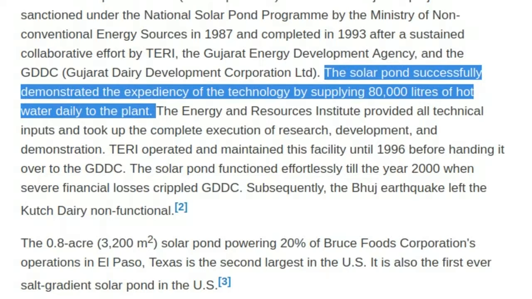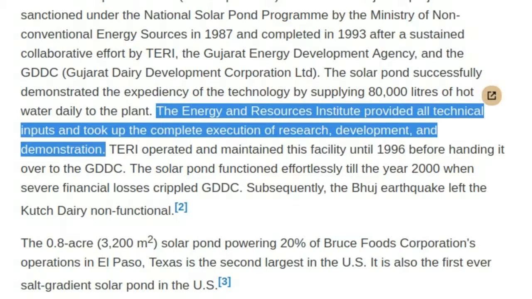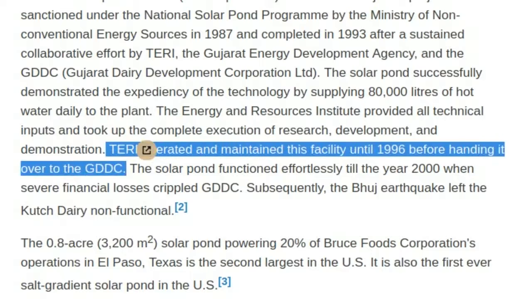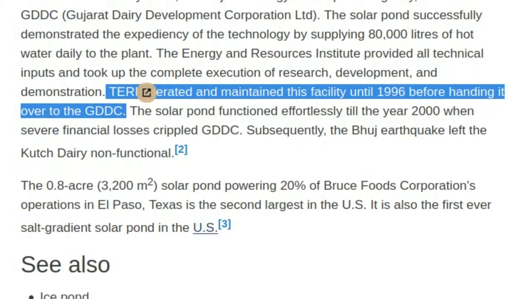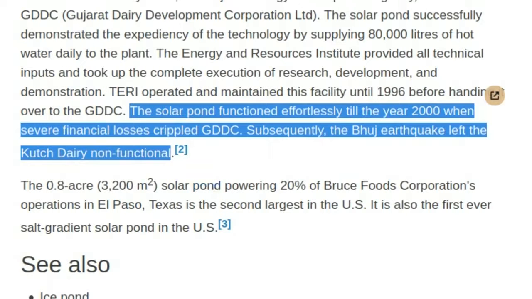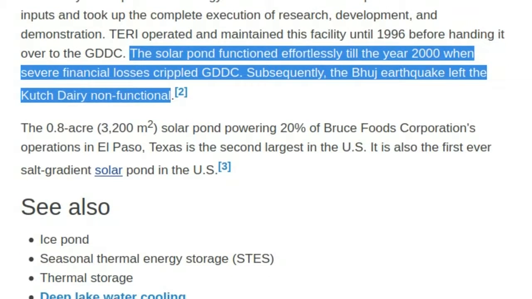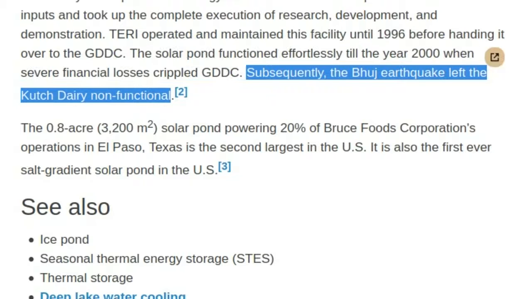daily to the plant. The Energy and Resources Institute provided all technical inputs and took up the complete execution of research, development, and demonstration. TERI operated and maintained this facility until 1996 before handing it over to the GDDC. The solar pond functioned effortlessly till the year 2000 when severe financial losses crippled GDDC. Subsequently, the Bhuj earthquake left the Kutch dairy non-functional.